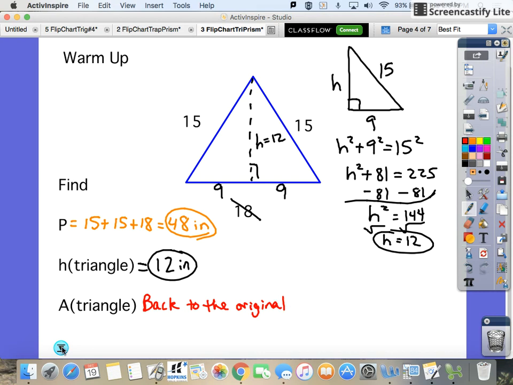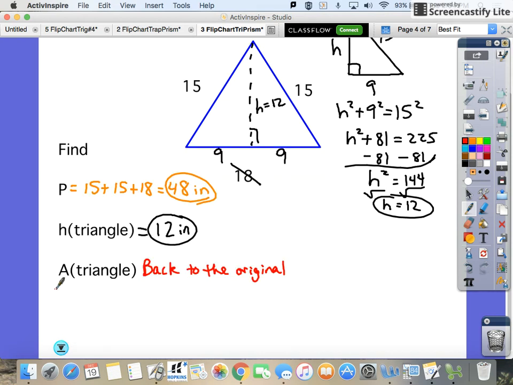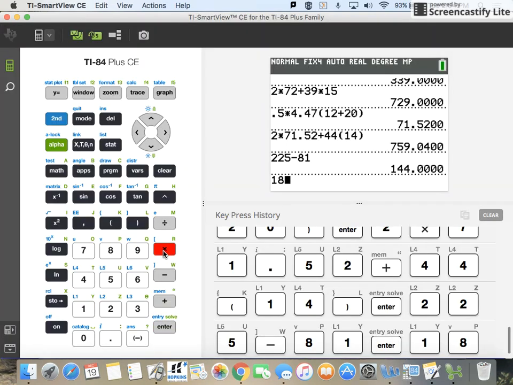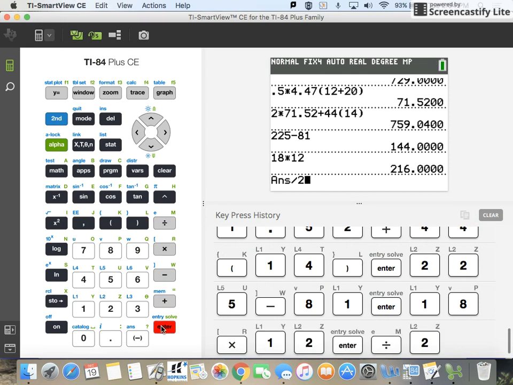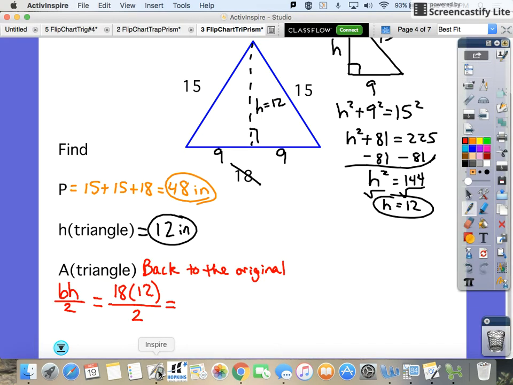And what we're going to do is take the area formula for triangles, which is base times height divided by 2. So for us, our base was 18, our height was 12, and we need to divide that by 2. 18 times 12 divided by 2 is 108. And we're talking inches squared because that is area. All right, so now that we've refreshed our memory, we can go ahead and move forward.